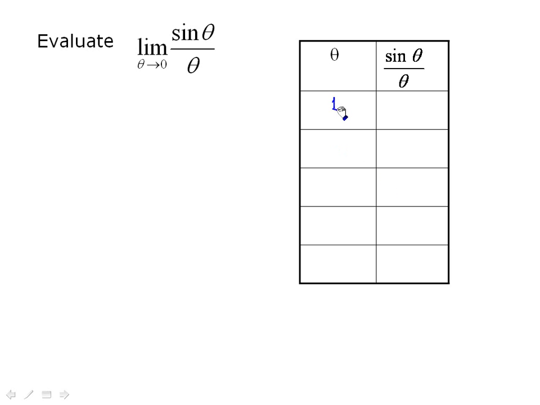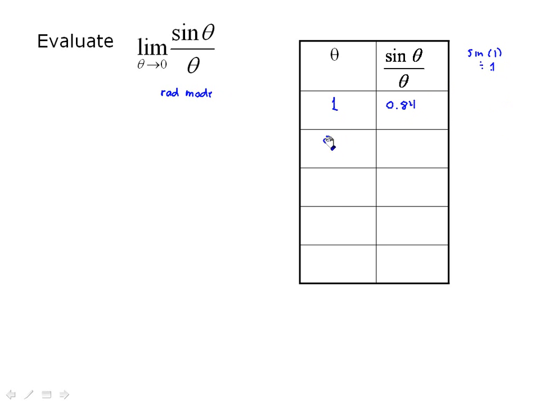Starting off at theta is equal to 1. Now be in rad mode, and I'm just going to push these through the calculator and see what I get. So the sine of 1 rad divided by 1. Now make sure you close your bracket. I know you don't need to be told that, but just in case, sine of 1 divided by 1, and you're going to get about 0.84.